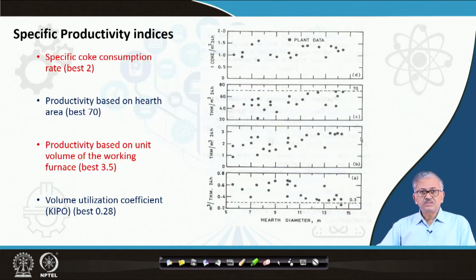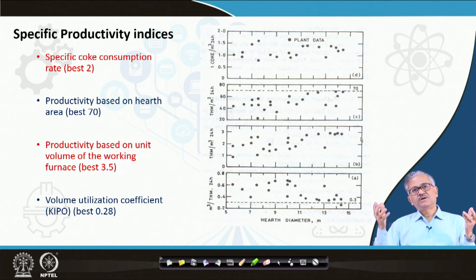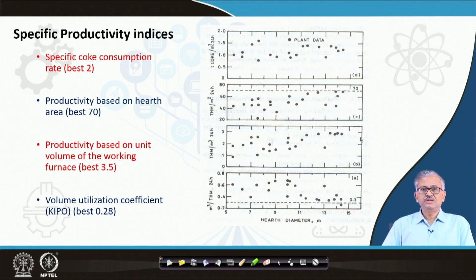Okay. Now let us go to how you compare a big furnace and a small furnace. If you say tons of hot metal per day, obviously a bigger furnace will produce more tons of hot metal than the smaller furnace because of the volume difference, right? But if you want to compare the performance of blast furnaces irrespective of size, then you have to bring in the term specific. So specific productivity indices are required, per unit volume or per unit hearth area, like that.